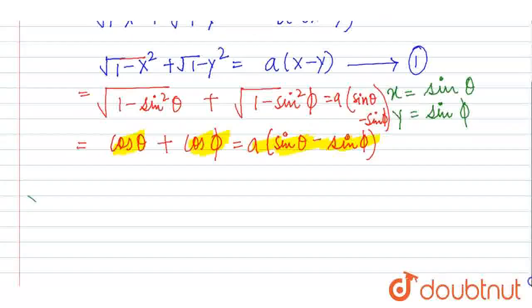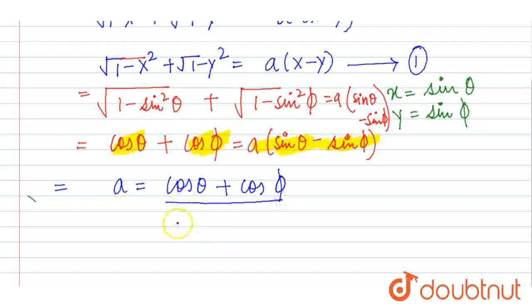Let me just scroll it down. We have to find out the value of a from here. So a is equal to cos theta plus cos phi, divided by sine theta minus sine phi, right? I have just taken this a to the left hand side, and I will write cos theta plus cos phi divided by sine theta minus sine phi.